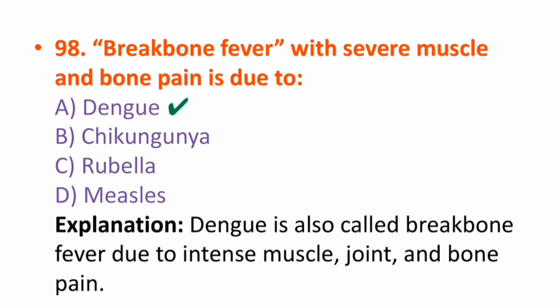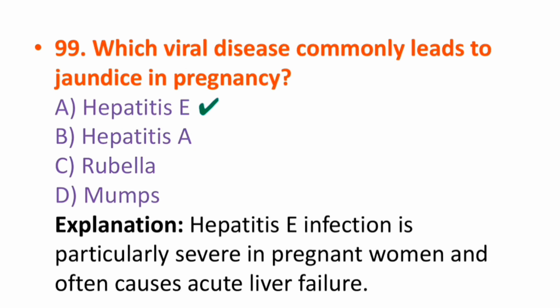Breakbone fever with severe muscle and bone pain is due to option A, dengue; option B, chikungunya; option C, rubella; option D, measles. The correct answer is option A, dengue. Dengue is also called breakbone fever due to intense muscle, joint, and bone pain.